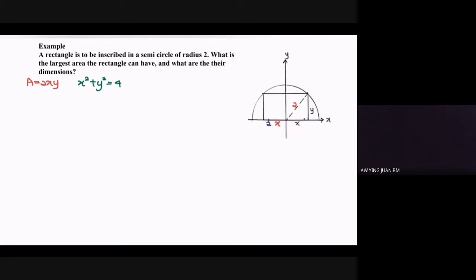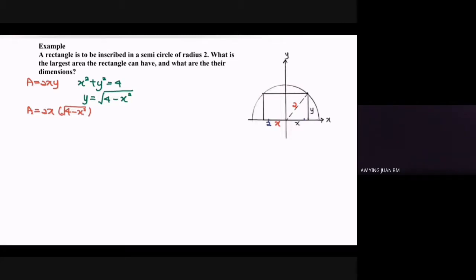Second step, express A in a single variable, meaning that A on the left and only x or y on the right hand side. So make use of the green color formula. Kindly express in terms of x. So y is equals to square root of 4 minus x squared. We have a square root. So y in terms of x. Substitute the y into the area and we will have A equals to 2x multiplied with square root of 4 minus x squared, where we have square root. The second step, express A in terms of x.